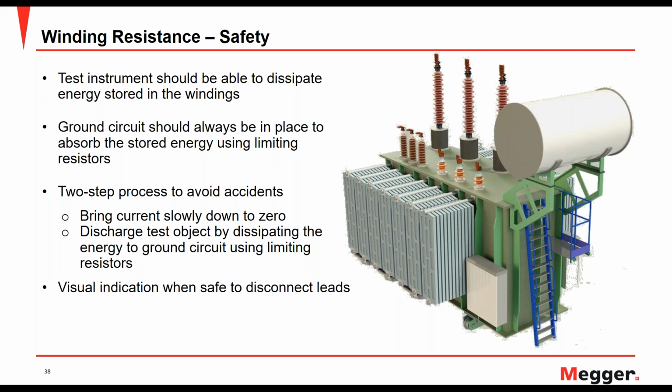And once that is complete, the test object, in this case a transformer, should be discharged by dissipating that energy through the ground circuit using limiting resistors. Once those two steps are complete, a visual indication should be available on the test set so that the operator is now aware that the stored energy in the transformer is discharged and that the leads can now be disconnected safely. Remember that the inductive voltage kickback can be high enough that it could be lethal.